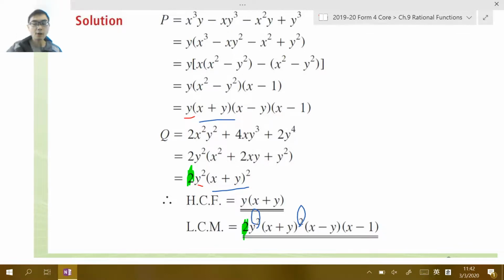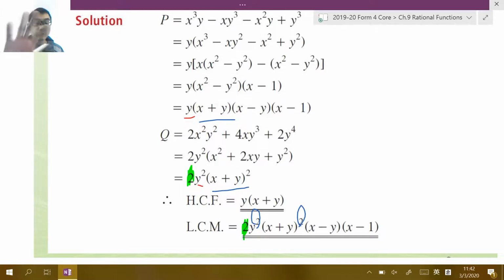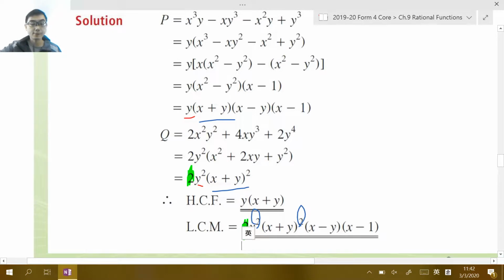That means the concept of HCF and LCM is not difficult. But you should be very, very careful when you take the power. Okay, remember for the LCM, you take the highest power. For the HCF, you take the lowest power. For numbers, you do it using the way from before. So there's a difference here.